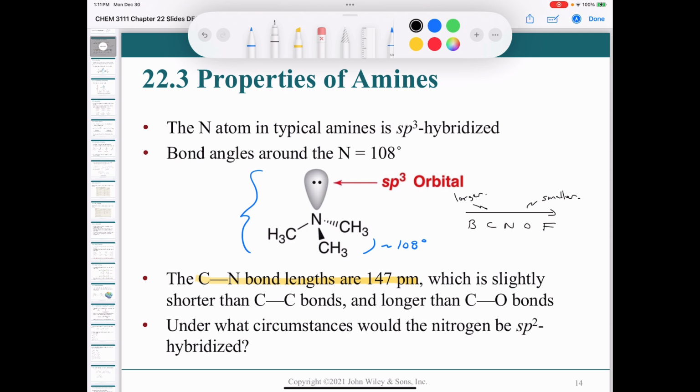Anyhow, it says here, under what circumstances would the nitrogen be sp2 hybridized? And the answer to that is when the lone pair is participating in resonance, the nitrogen will not be sp3, but sp2 hybridized. And one example that we saw in organic chemistry 1 was an amide, and we're going to take a look at that in a little bit. Not right now, but we'll explain why that nitrogen is not sp3 hybridized, but rather sp2 hybridized.